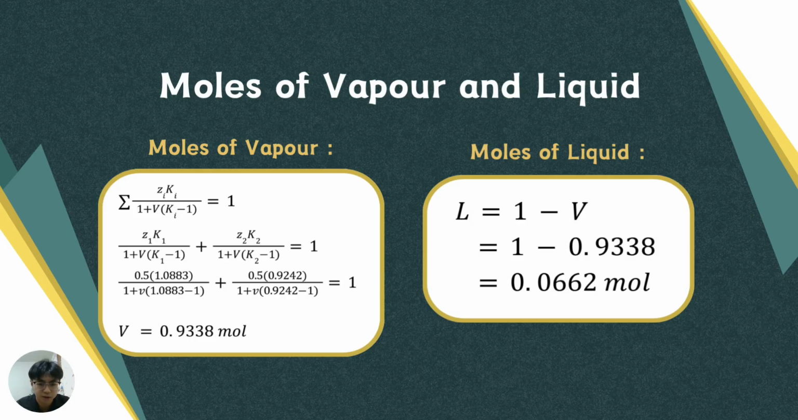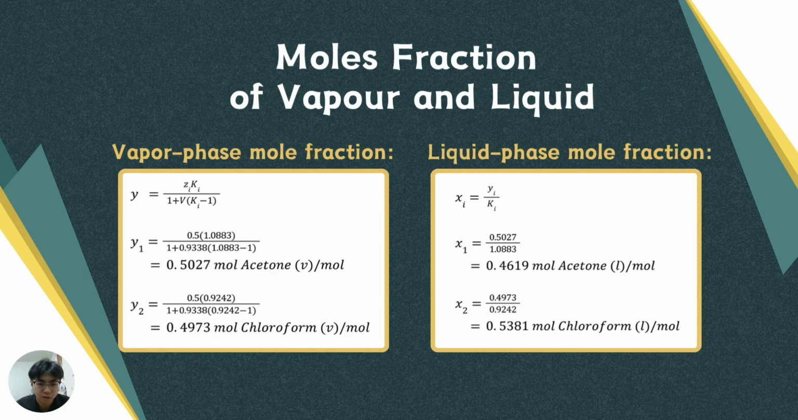Next, to find the mole of the vapor, we plug this K value and our initial feed fraction into the Rachford-Rice equation shown on the left. This will give us a total vapor stream of 0.9338 mole, and subtracting this from our 1 mole feed basis yields a final liquid product stream of 0.0662 mole. Lastly, for the calculation of the vapor and liquid phase mole fractions, we use the Rachford-Rice component equation for the vapor phase to find an acetone fraction of 0.5027 and chloroform at 0.4973.